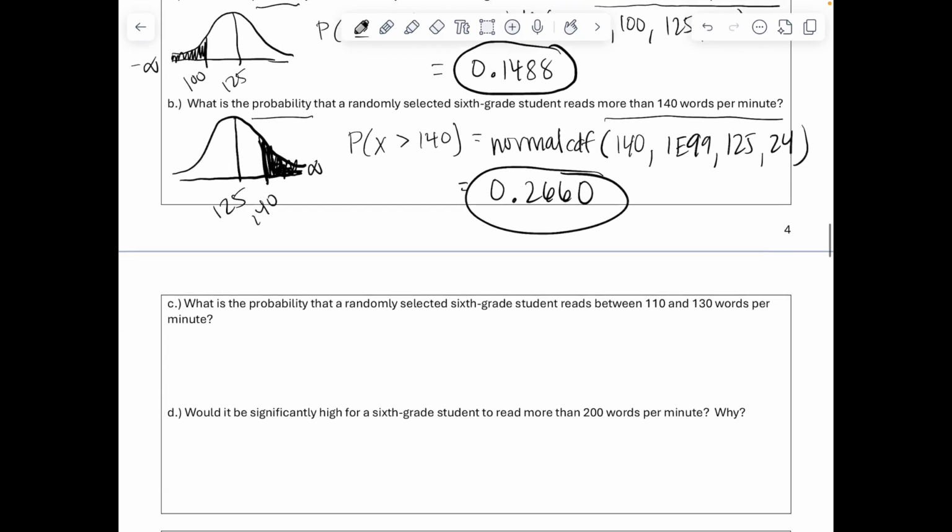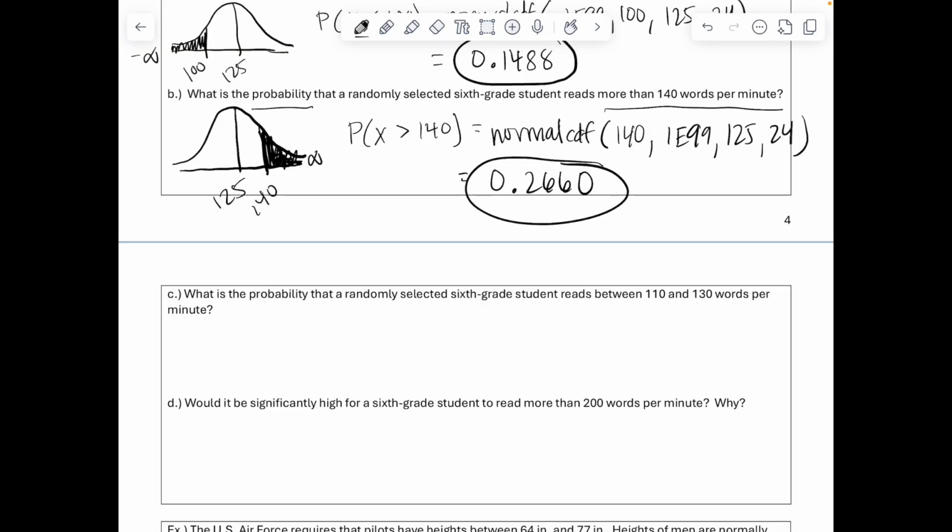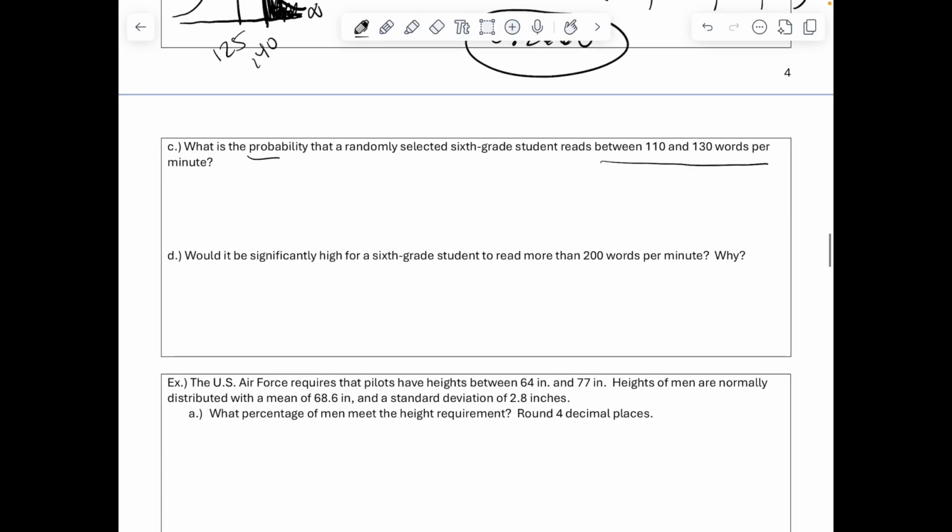Part C, which is on the next page, says what is the probability that a randomly selected 6th grade student reads between 110 words per minute and 130 words per minute. So again, sketching our normal curve. In the middle we put our mean, which is 125. And this time it's asking us to find the probability between 110 words per minute and 130 words per minute. So 110 is less than the mean, whereas 130 is a little bit larger than the mean. So we're looking for that part between.